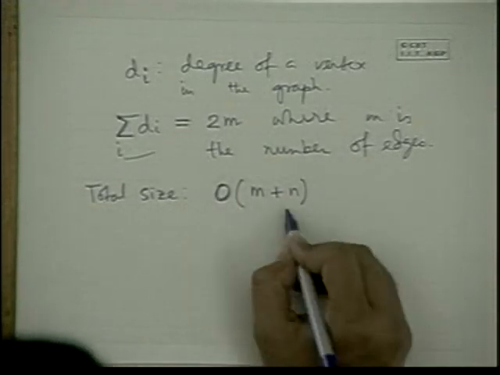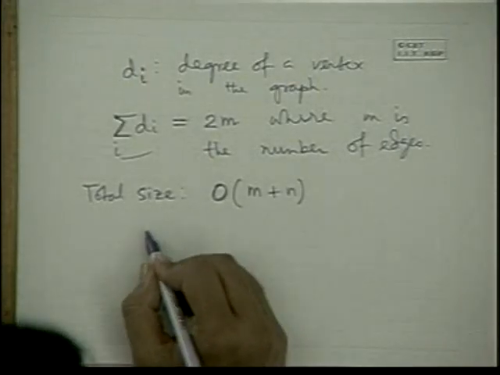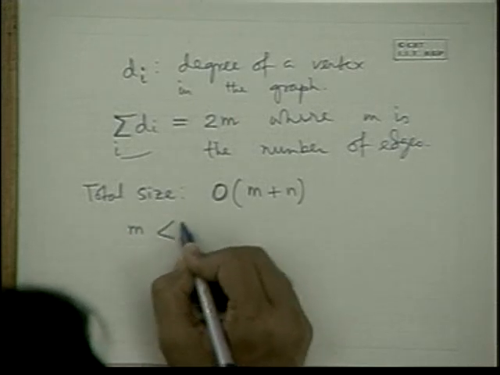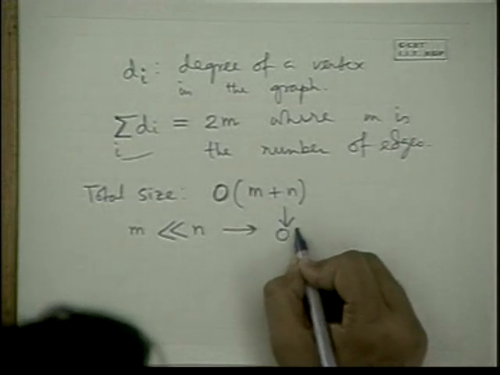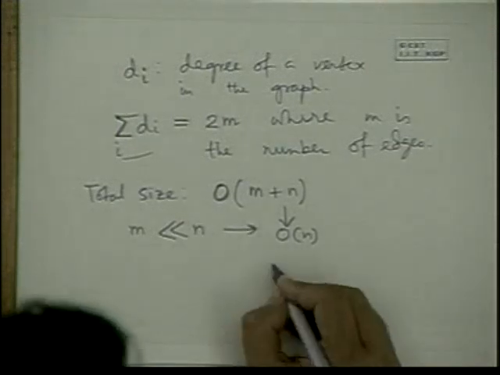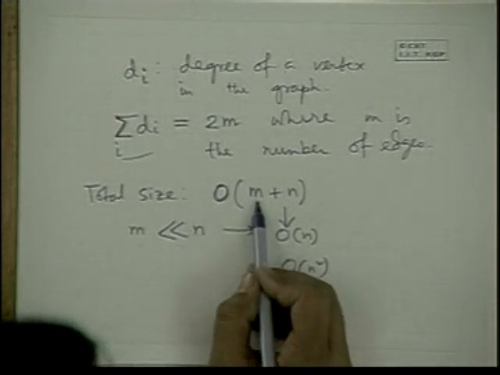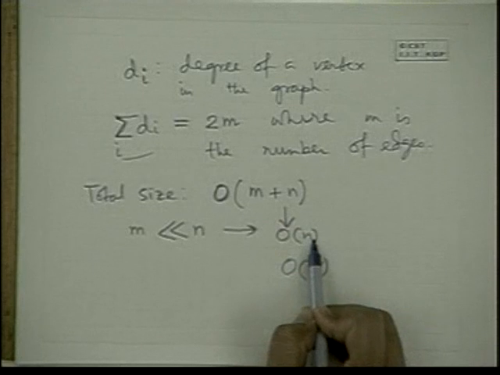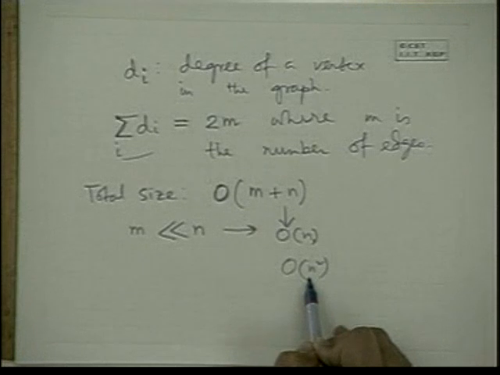Now here is a point. Is it better than the matrix representation? Yes, definitely. Suppose your m is much smaller than n. In that case, this will give you order n space complexity. But in the matrix representation, it is always order n square. So suppose m is almost constant, say 1 or 2, this will give you order n. But even if m is 1 or 2, the matrix representation data structure will always give you order n square.